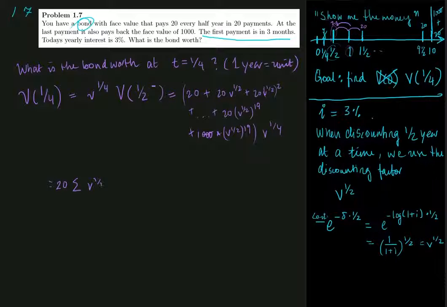v to the 1/2, that's our half-yearly discount factor, to the k, where k goes from 0, 1, 2, and so on up to 19. So that was these terms here. Now let's also write in this term. This term is just plus 1,000 multiplied by v to the 19/2. And we take all of this and discount the quarter year.